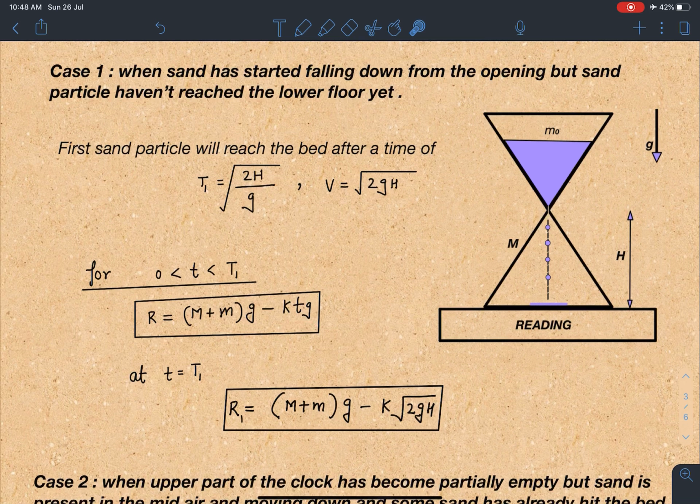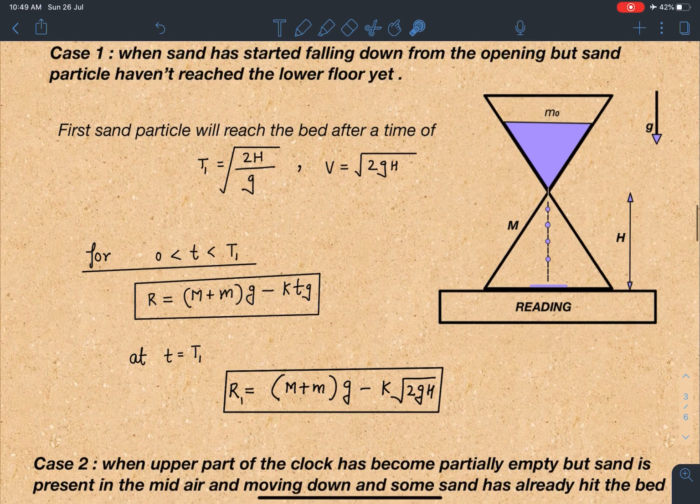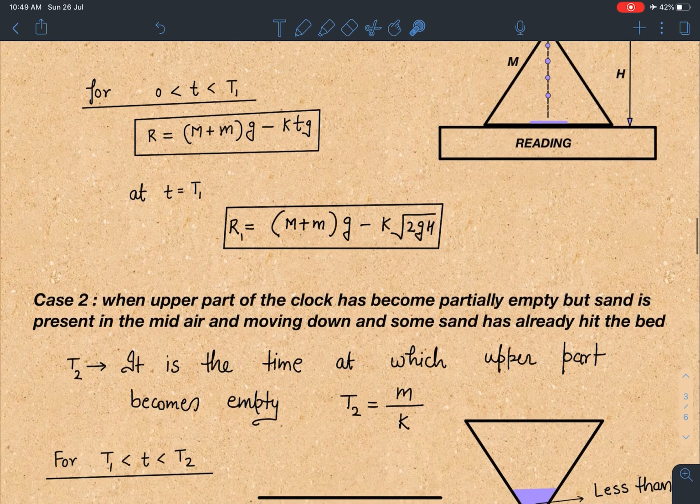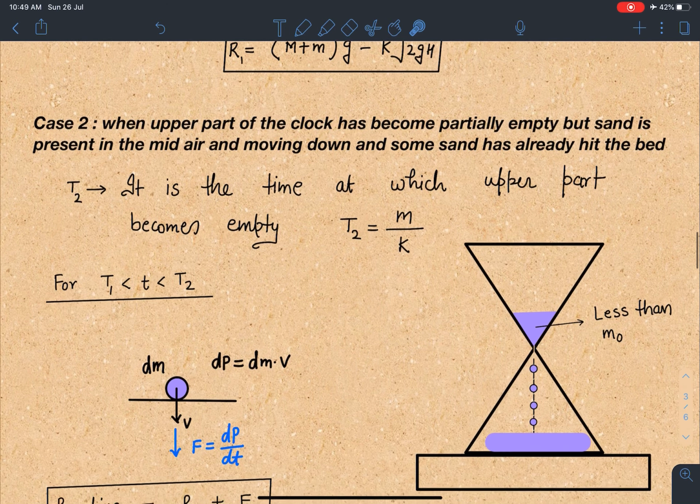At t equal to t1, we just substitute the t1 value here. So this is the reading at t equal to t1. And this is the function. We can say it is linearly decreasing. In the end, we have to plot the graph, so we will remember this expression. Now let's see what happens exactly when the sand particle starts hitting.